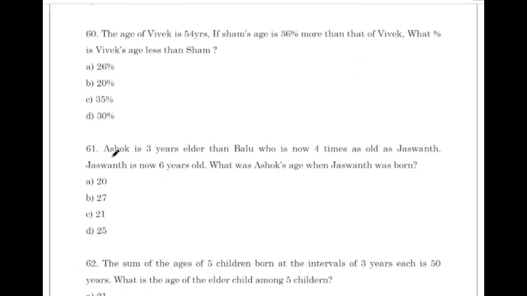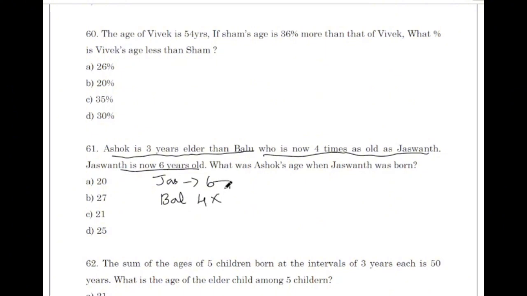We have one more problem which says, Ashok is 3 years elder than Balu, who is 4 times as old as Jaswant. Jaswant is now 6 years old. The only clear information given is of Jaswant: he is 6 years old. Balu now is 4 times Jaswant's age, which is 6. 4 sixes are 24.